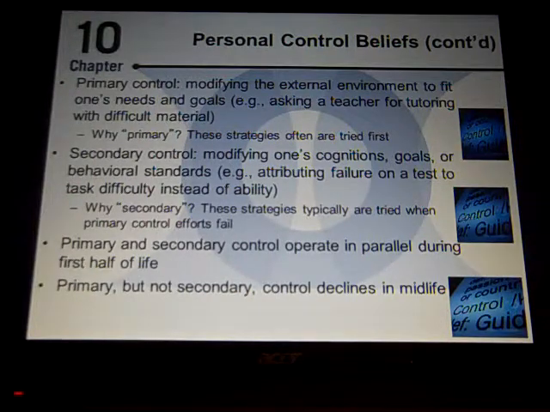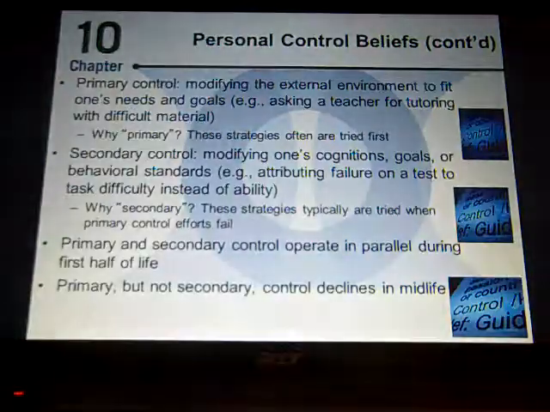Primary and secondary control operate in parallel, together at the same time during the first half of life. Primary but not secondary control declines in the middle of life. And that does finish up the stuff with chapter 10.